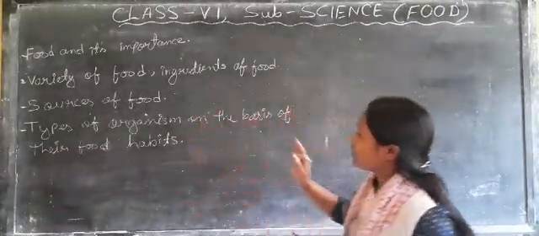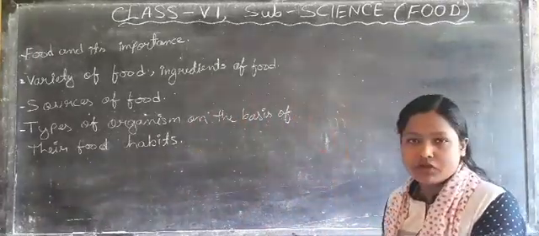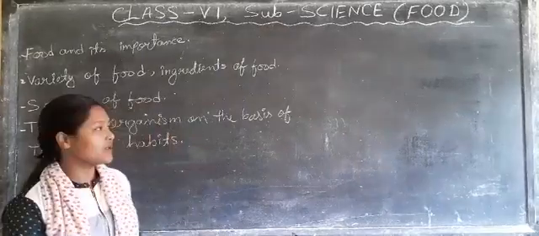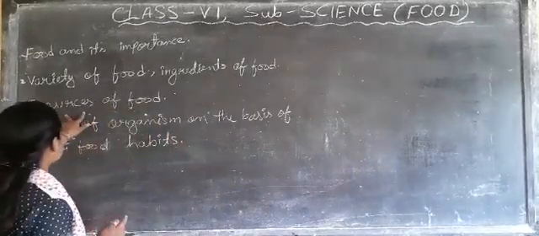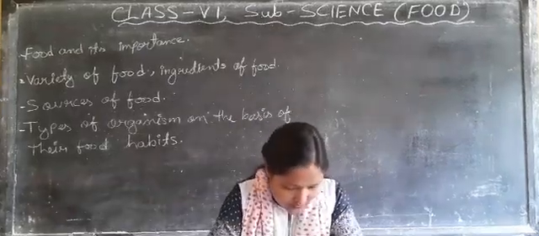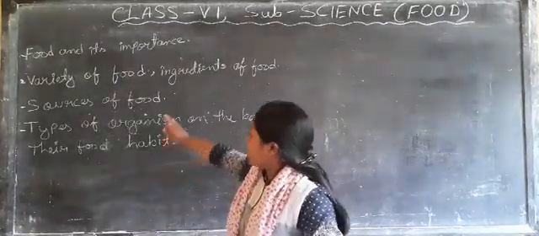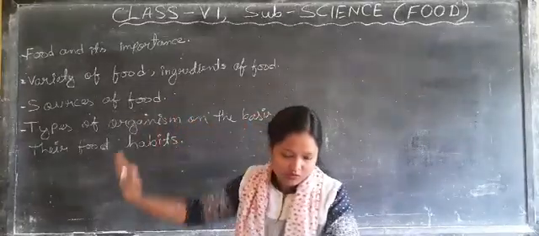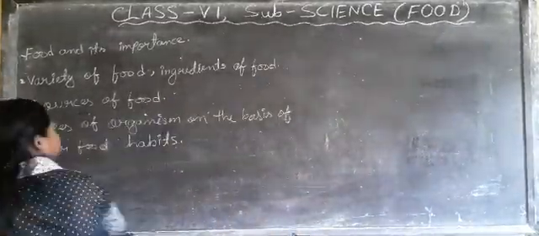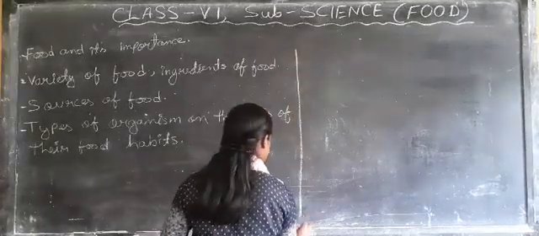Next, variety of food and ingredients of food. These two topics we have already discussed in the last video. Next, sources of food. This topic was also discussed in the last video, but I will start from this topic, sources of food, in this video. So let's continue with this topic.